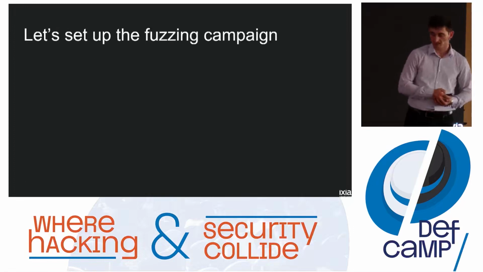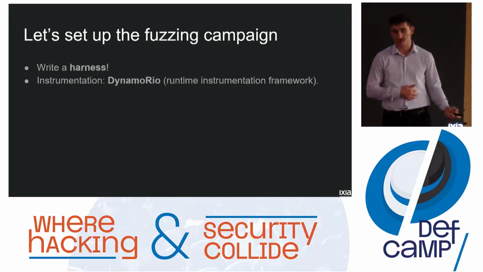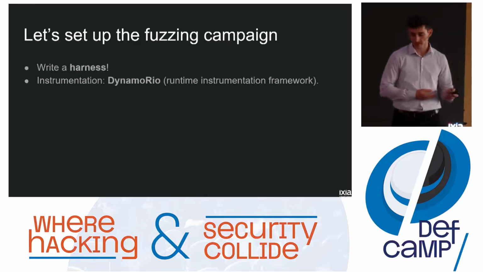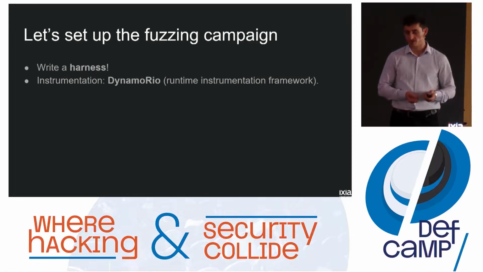Okay, so let's set up the fuzzing campaign. We have to write a harness, which is essentially a piece of code that makes the call to the actual API that we saw earlier through our reverse engineering phase. Then we have to provide instrumentation in order for the fuzzer to know what the coverage is.